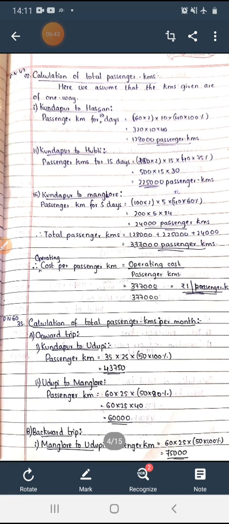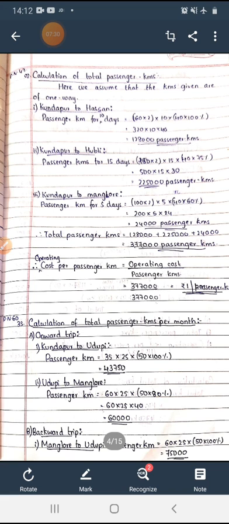Next one, Kundapur to Mangalore, passenger kilometers for 5 days. 100 kilometers into 2, into days 5, into capacity filled 60%, so 40 into 60%. The total is 24,000 passenger kilometers. Now the total passenger kilometers: 1,28,000 plus 2,25,000 plus 24,000, total 3,77,000 passenger kilometers.